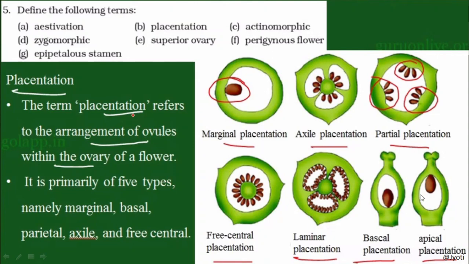And another placentation is apical placentation. This also has a single locule. The carpels may be many, but the locule of the ovary is one, and the ovule is developed from the apical part of the ovary. So these are the different types of placentation.